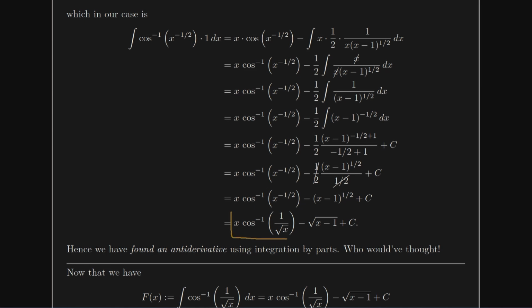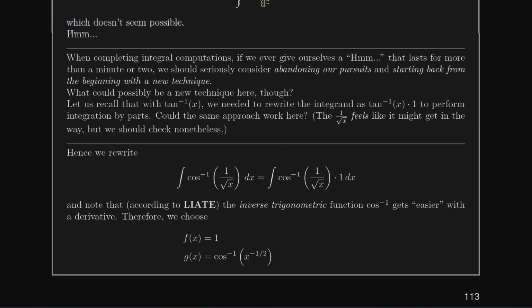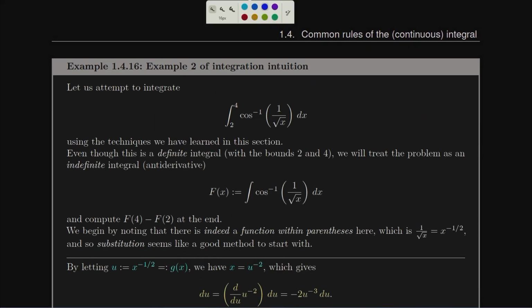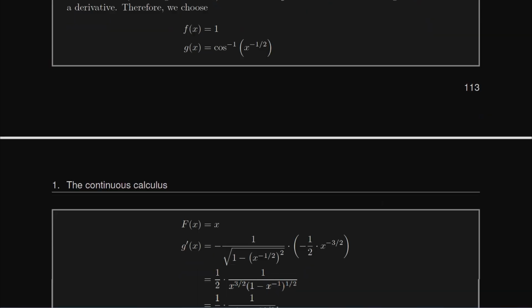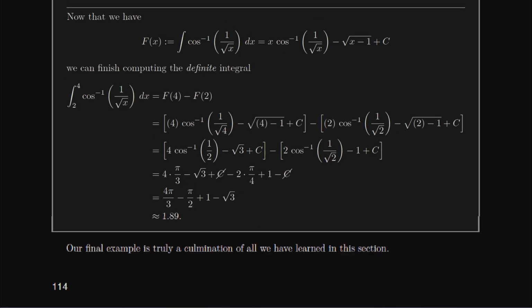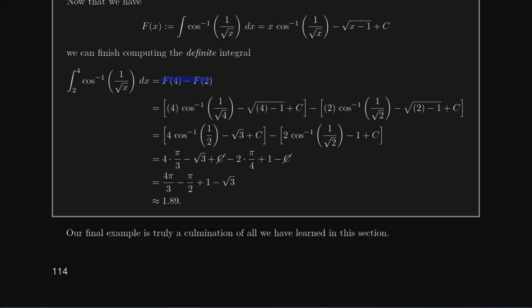So that is my antiderivative, and unfortunately I am not quite done yet. Why am I not done? Well, I wasn't asked to compute the antiderivative. If I go all the way back to the beginning, I was asked to compute the definite integral with the bounds 2 and 4. So now that I have my antiderivative, I can evaluate it at both 4 and 2 and take antiderivative at 4 minus the antiderivative at 2.